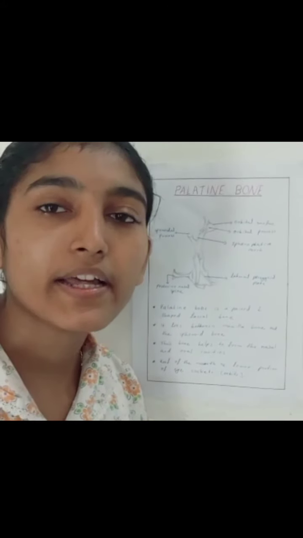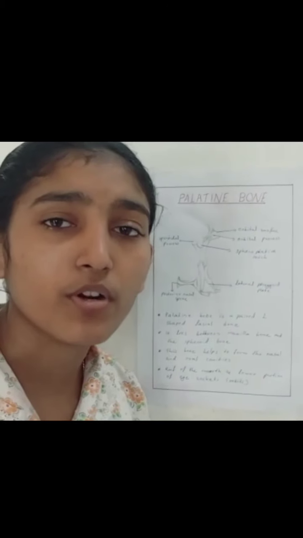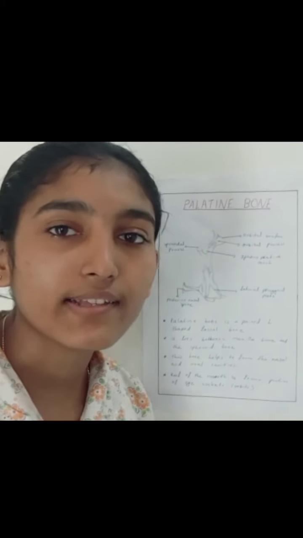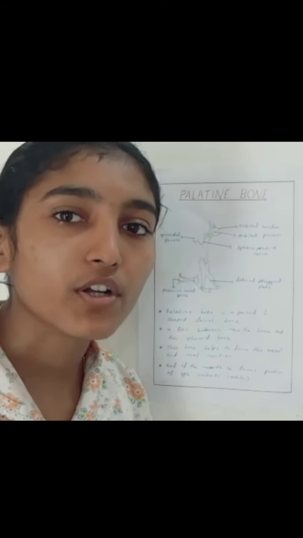The palatine bone is a paired L-shaped facial bone. It lies between the maxilla and sphenoid bone. It helps in the formation of the nasal and oral cavity, the roof of the mouth, and the lower part of the eye socket.